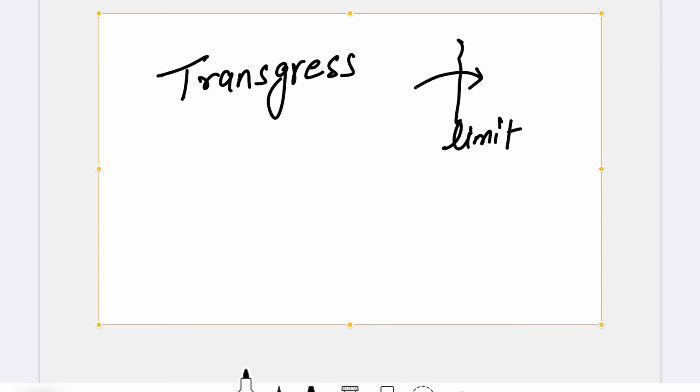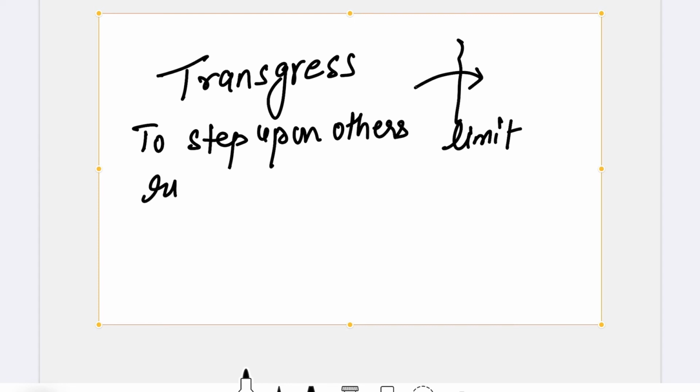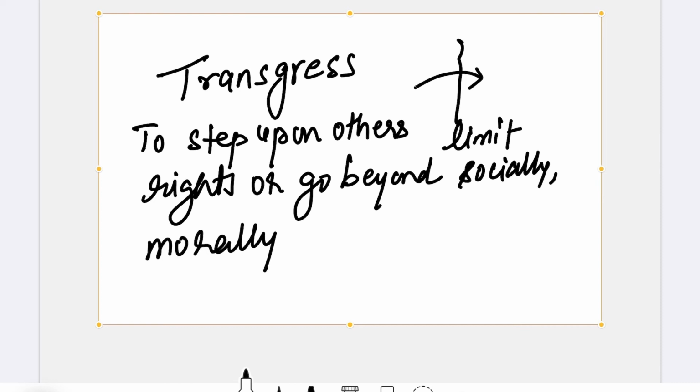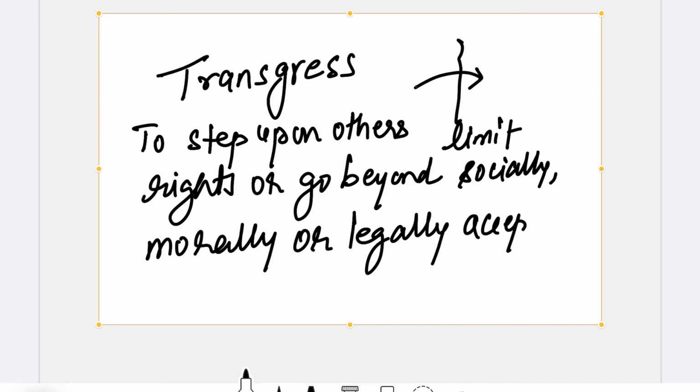Okay, so transgress means to step upon others' rights, or go beyond socially, morally, or legally accepted limits. Okay, remember, please don't forget this word transgress.